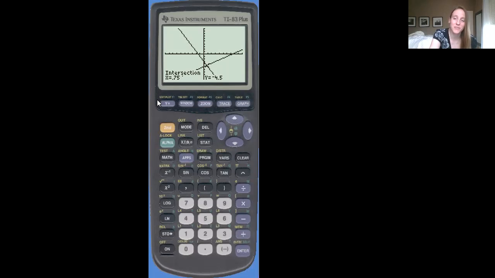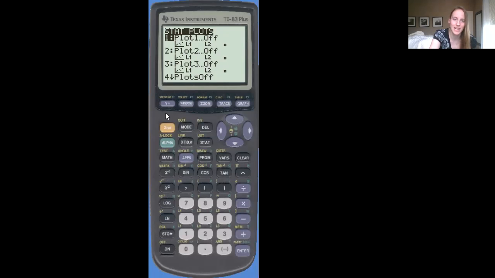Okay, so that's really all you need to know how to do. The one other thing I will say, just to double check, if you hit second and then your y equals button, you'll come to this screen. You do want to make sure that all of these say off. So if they say on, just go over and turn it off. Your graphing calculator won't work properly if any of those are turned on.